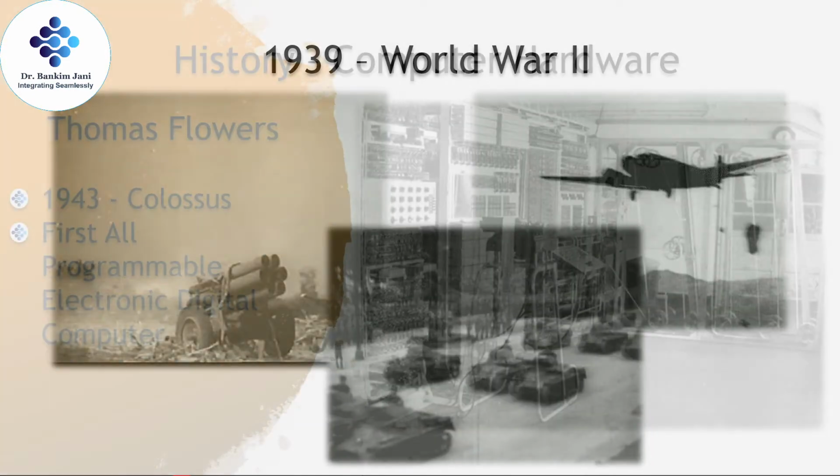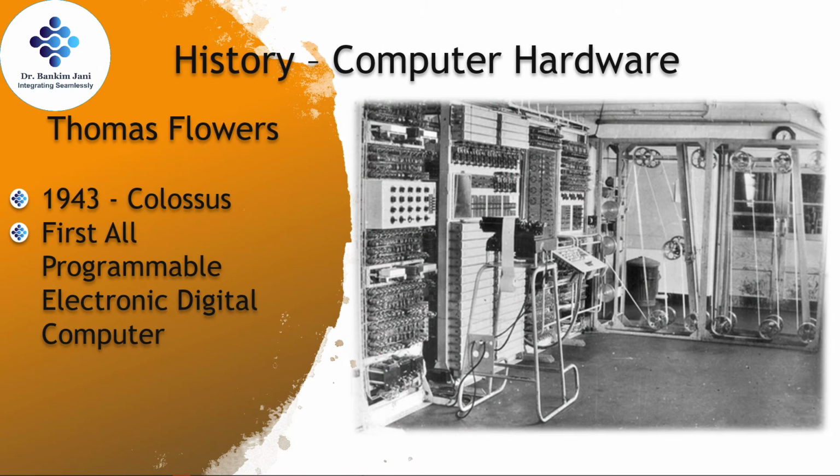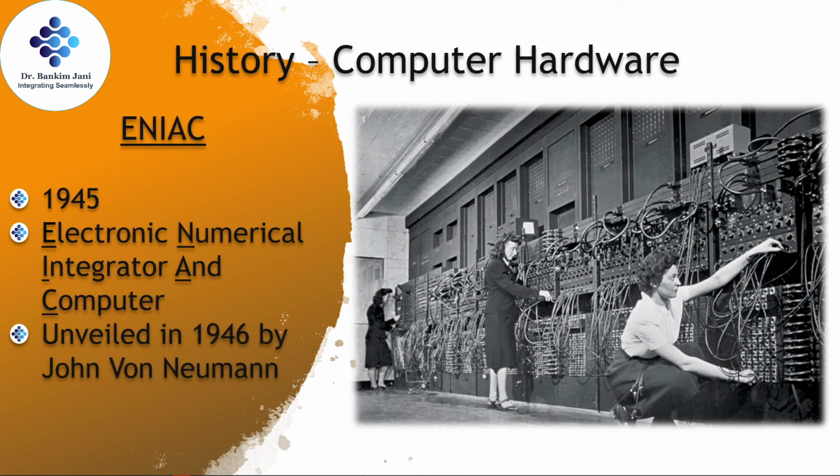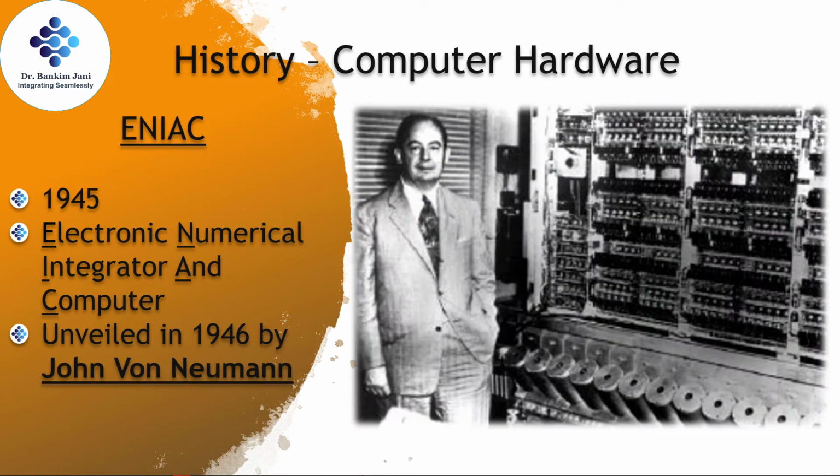It was the year 1943 when Thomas Flowers built the Colossus. It's considered the first all-programmable electronic digital computer. After the end of World War II in 1945, there came ENIAC, Electronic Numerical Integrator and Computer. It was unveiled in 1946 by John von Neumann.